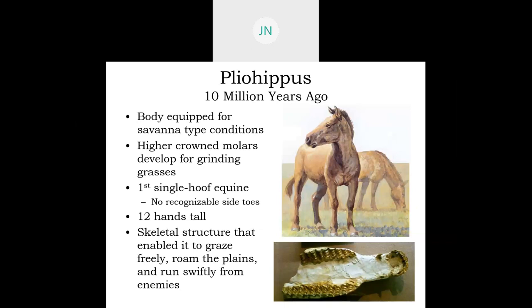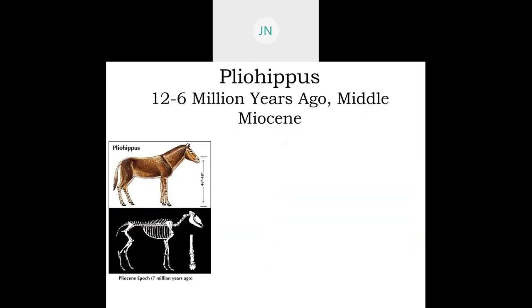Then we had Pliohippus, which was 10 million years ago. And Pliohippus's body was equipped for savanna-type conditions and had higher crown molars that developed for grinding grasses. It was the first single-hoofed equine where there were really no recognizable side toes, so that was the first single-hoofed equine. And it was 12 hands tall, and its skeletal structure let Pliohippus graze freely, roam the plains, and run swiftly from enemies. And we called this the grandfather of the horse.